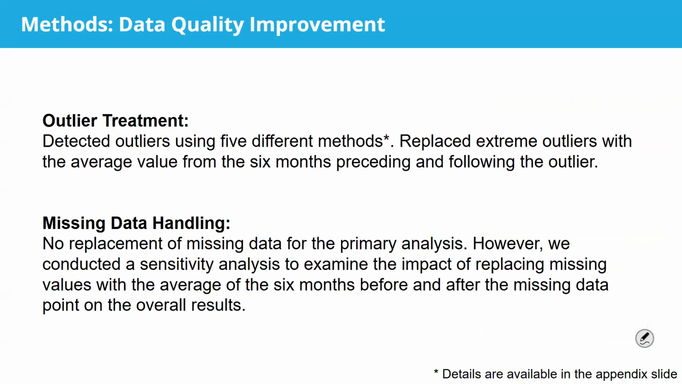And as Nona mentioned, we need to trace some of the data quality. So before doing some analysis, we conducted some outlier treatment. Using a different methodology, we identified outliers. And this time we just replace these extreme outliers with the mean value so that we can easily explain to the government officers. And for the missing data, in the primary analysis, we didn't change any missing data. But in the sensitivity analysis, we replace the missing data with the mean value so that we can see the difference.